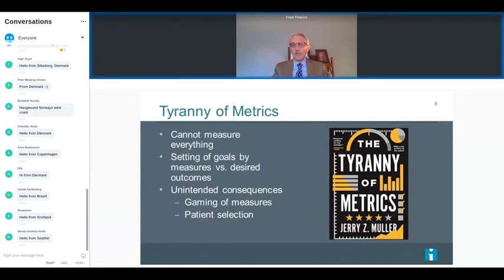There are a number of folks who have been writing about the tyranny of metrics. This one in particular caught my attention. And the reality is we cannot measure everything. But we need to measure what's important to us.